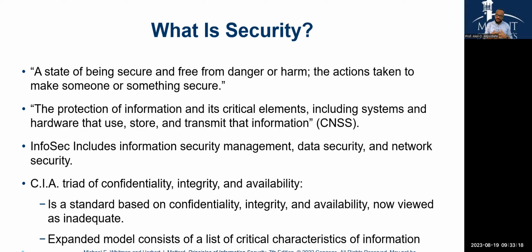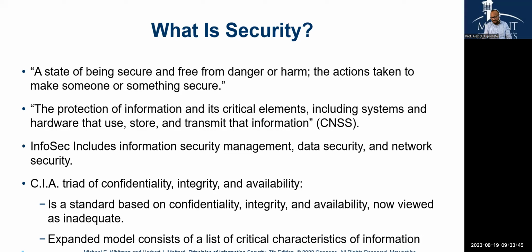So you have something called the CNSS that gives their own definition of the protection of information and its critical elements, including the systems and hardware that use, store, and transmit that information. So there are many definitions, but for me, and as I'll tell clients or students, everything about information security or cybersecurity boils down to the CIA triad: confidentiality, integrity, and availability, right?